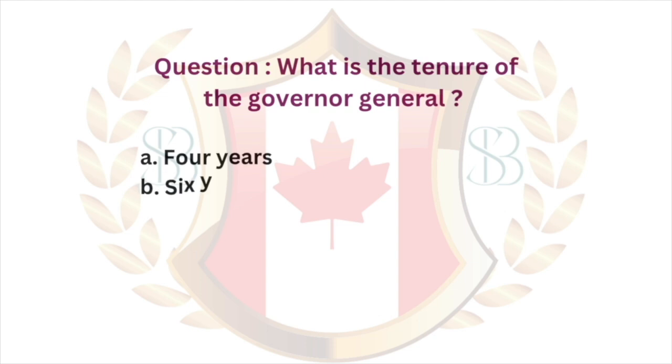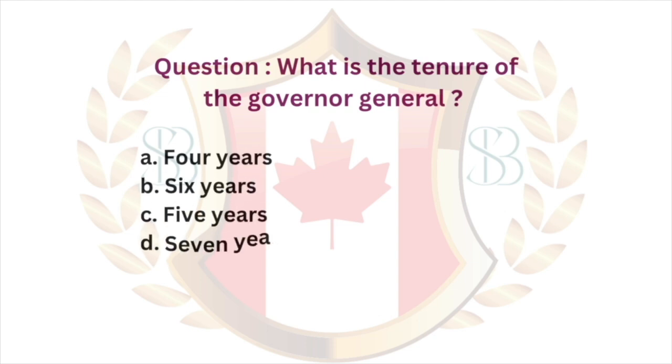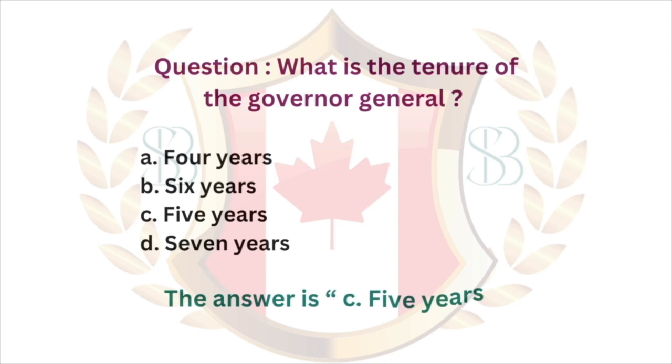Question. What is the tenure of the Governor General? A. 4 years. B. 6 years. C. 5 years. D. 7 years. The answer is C. 5 years.